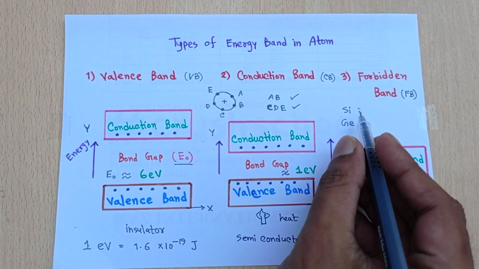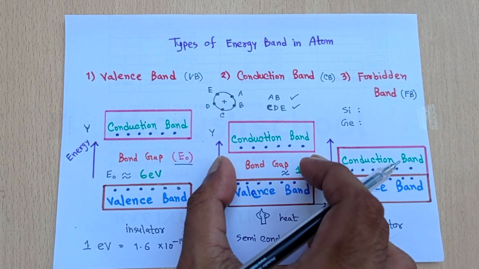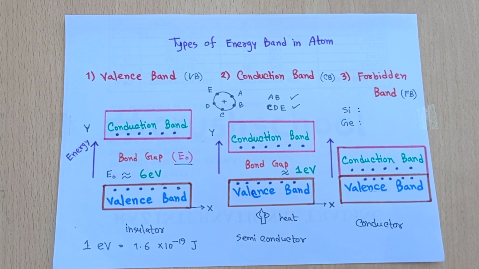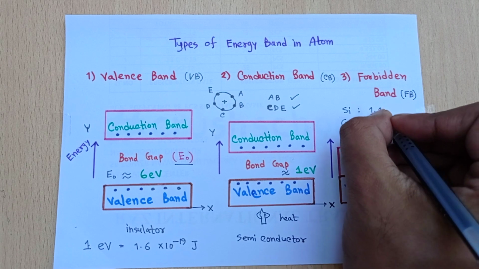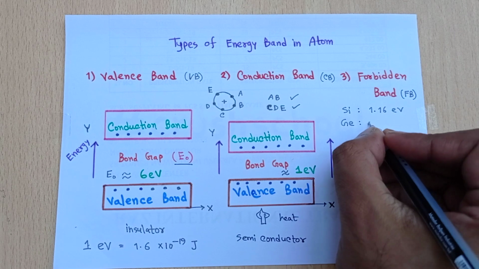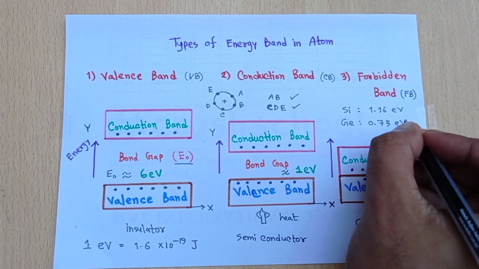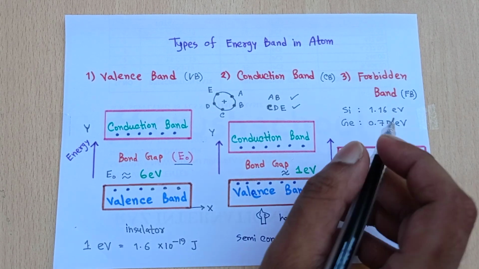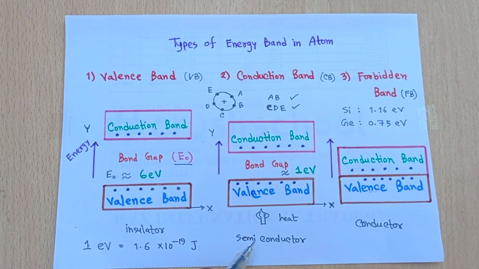Okay, so for silicon semiconductor, the amount of forbidden gap is 1.16 electron volt. So this is 1.16 electron volt. And for germanium, which is another famous semiconductor, the forbidden gap between the valence band and the conduction band is 0.75 electron volt. So this is actually the value of the forbidden gap energy level.